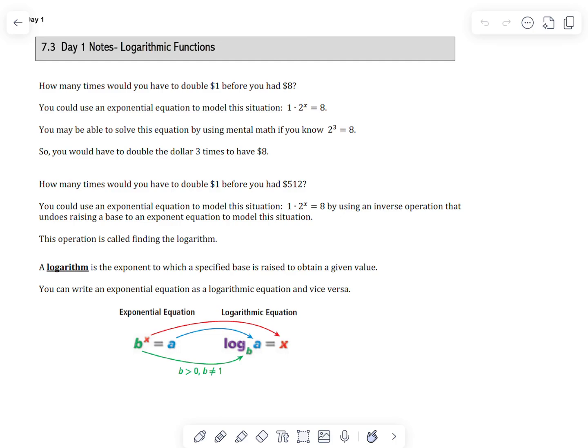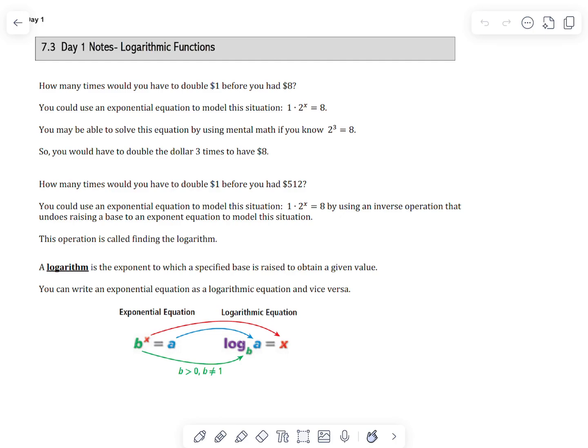You could use an exponential equation again to model this by using an inverse operation, which undoes raising a base to an exponent. This operation is called finding the logarithm. A logarithm is an exponent to which a specified base is raised. So here's what it looks like.